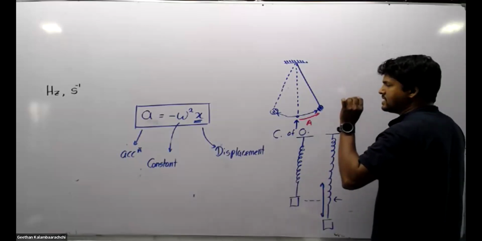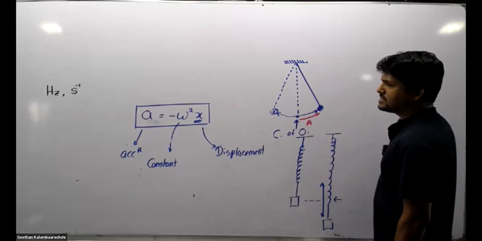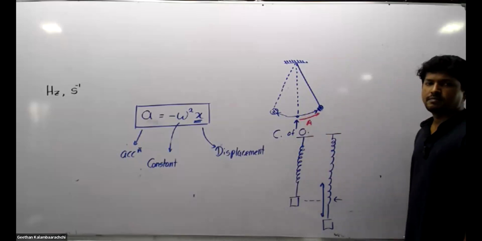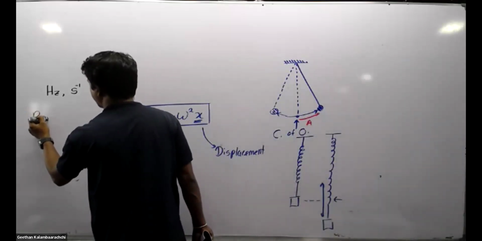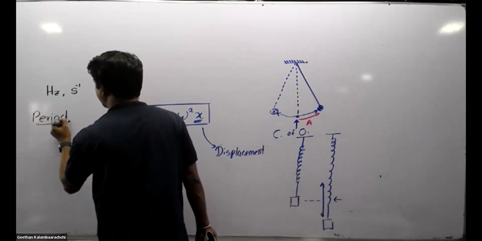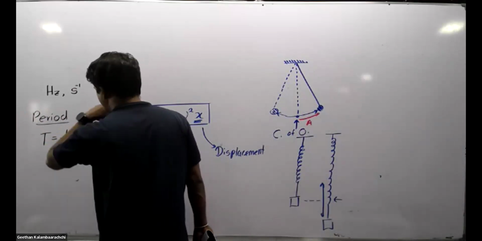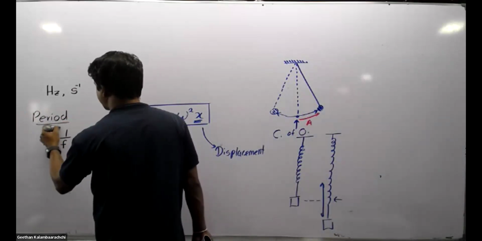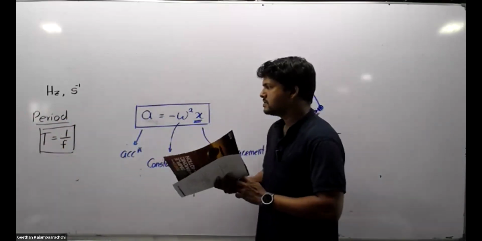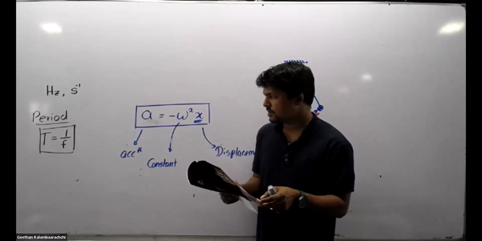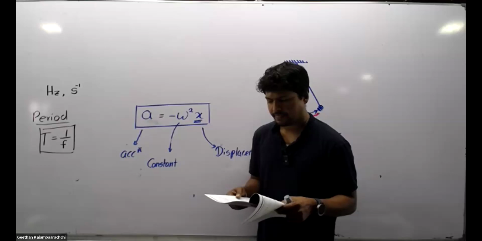Frequency is the number of oscillations made per unit time, and period is the time taken to make one complete oscillation. So when you write for period, T is equal to 1 over frequency. What do we use to measure a period? Seconds, and the dimension is T.